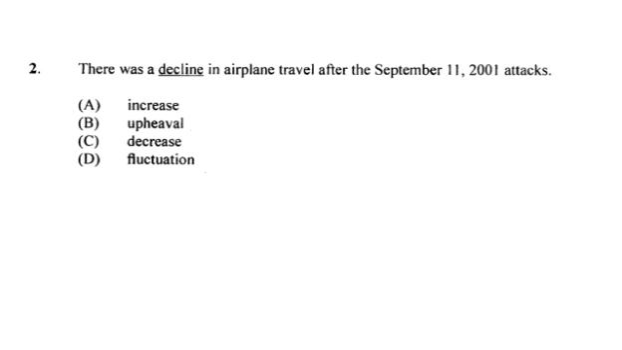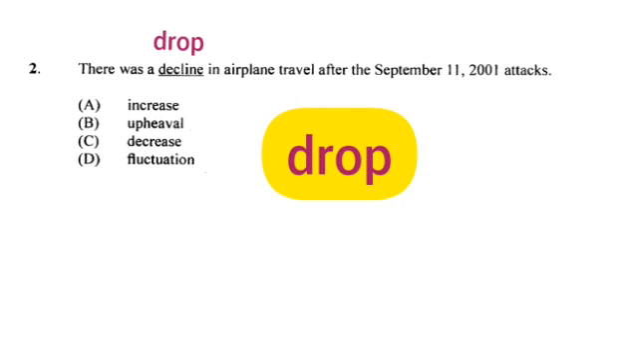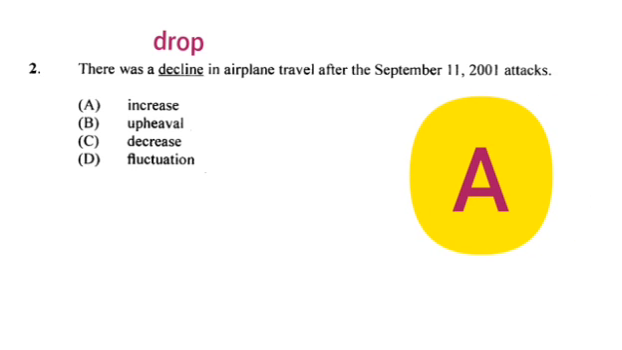Item 2. There was a decline in airplane travel after the September 11, 2001 attacks. The answer options are A, increase, B, upheaval, C, decrease, D, fluctuation. A decline in airplane travel means that there's a downturn or a drop. So we need the opposite of drop. If it doesn't drop, then what happens? Increase means that there's a rise, and upheaval is a major change. Decrease also means drop, so it's the same thing as decline, and fluctuation means that there's a rising and falling. Therefore, the opposite of decline is increase.